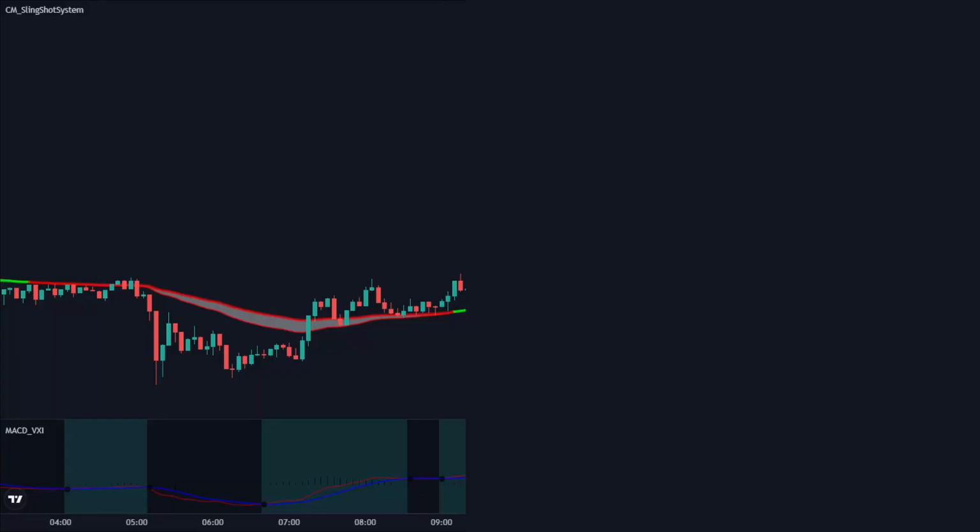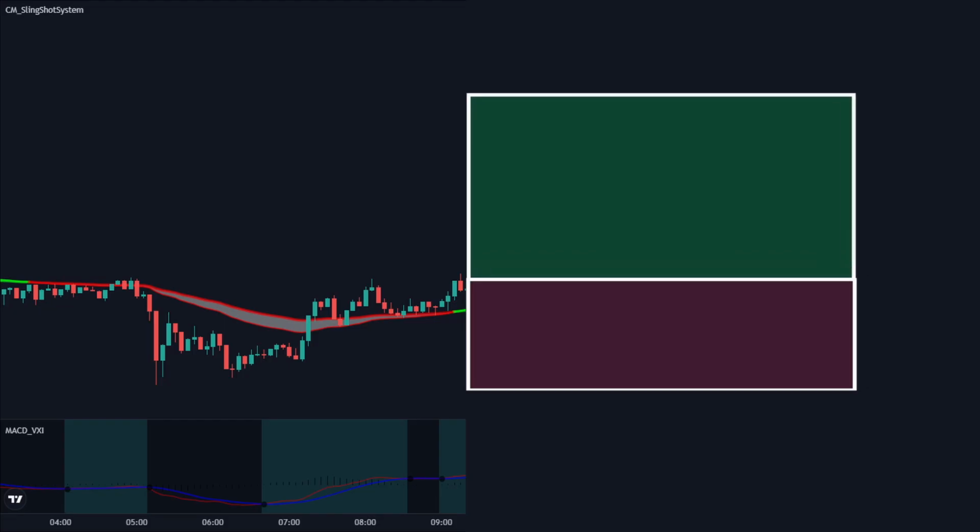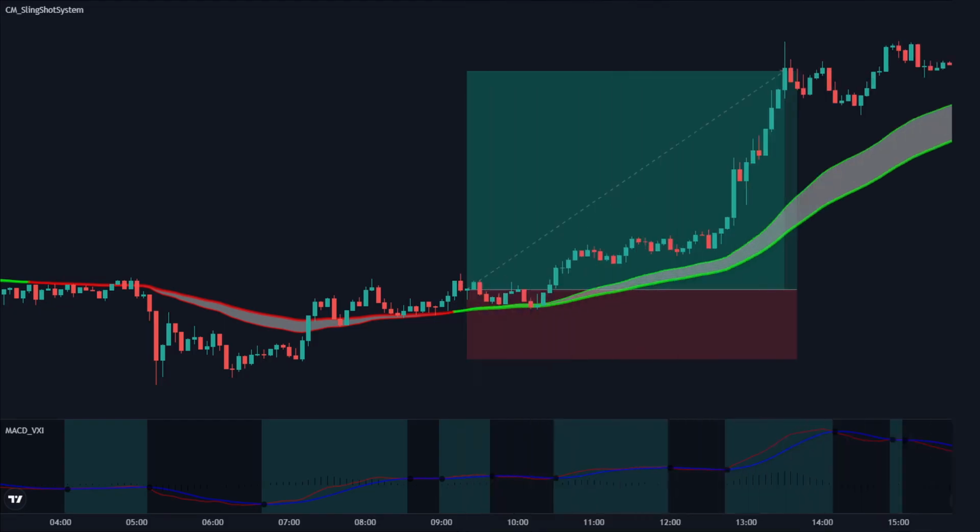Now it is time to trade using this strategy. The rules of this strategy are simple. First, we need to make sure the CM Slingshot lines have changed to green. Next, make sure that our custom MACD is in the green zone. When that happens, it's time for a buy trade. Set the stop loss at the swing low price and then set the take profit 2 times above the stop loss. This will be our winning trade.